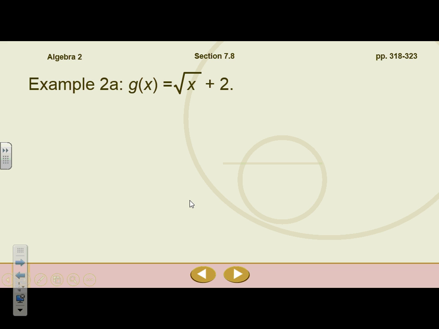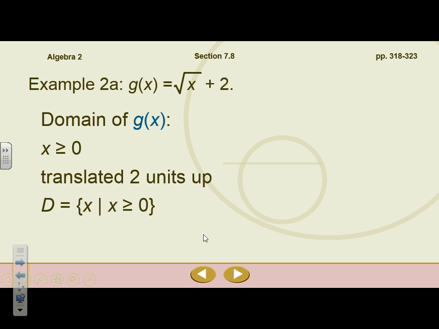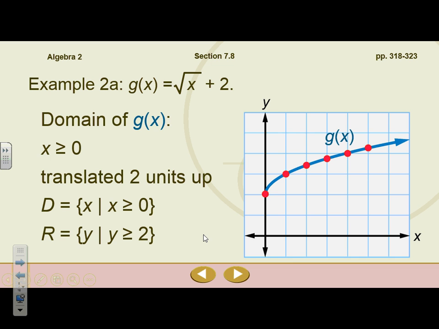What happened to it, Key? It went up. Translated 2 units up. Is that right? Okay, so our domain and range, did the domain change at all? No, it's still all x's greater than or equal to 0, yes.